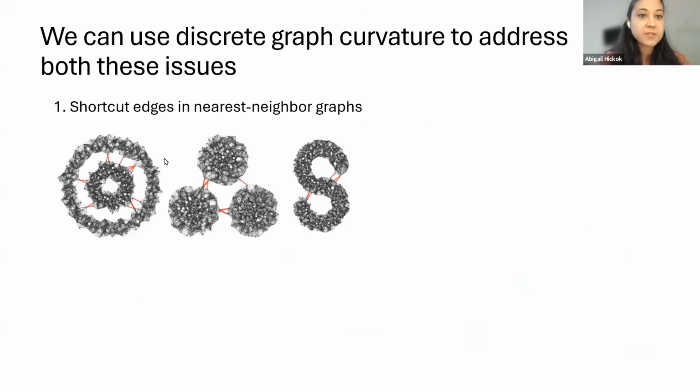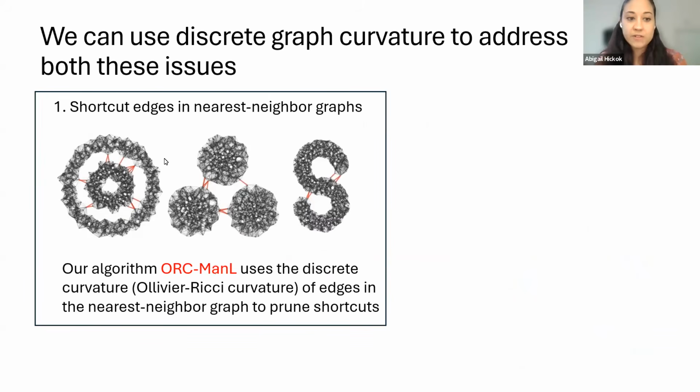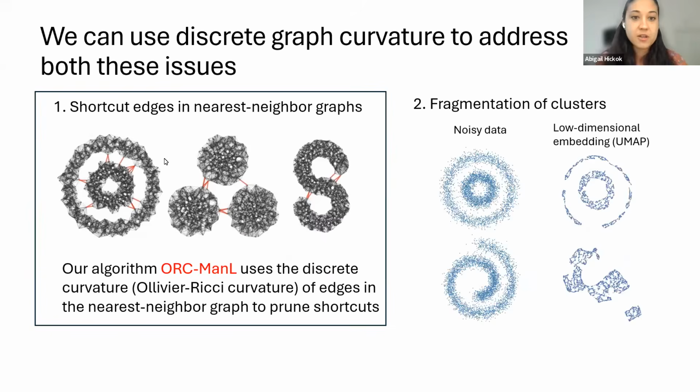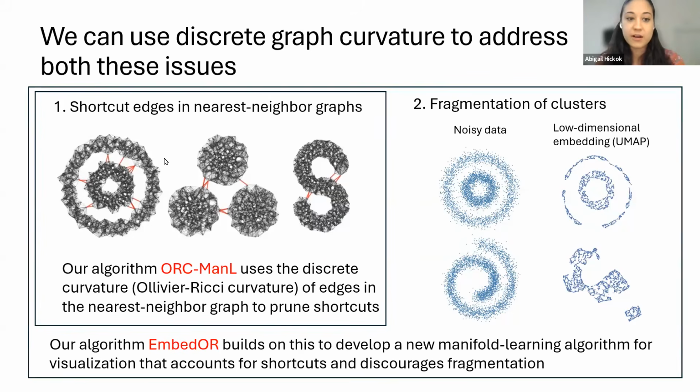And so in our papers, we use discrete graph curvature to address both of these issues. The first project that I'm going to talk about is the ICLR paper. We developed an algorithm that we call ORC-ManL that uses discrete curvature, specifically Ollivier-Ricci curvature, of edges in the nearest neighbor graph to prune those shortcutting edges. And then in the second project, we address both shortcutting and fragmentation. This is our algorithm EmbedOR, which is an algorithm for nonlinear dimension reduction for producing nice 2D visualizations of your data in a way that accounts for shortcutting edges of the ambient space and also discourages fragmentation of the ground truth clusters.